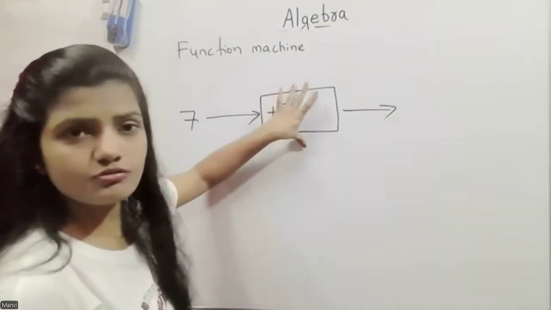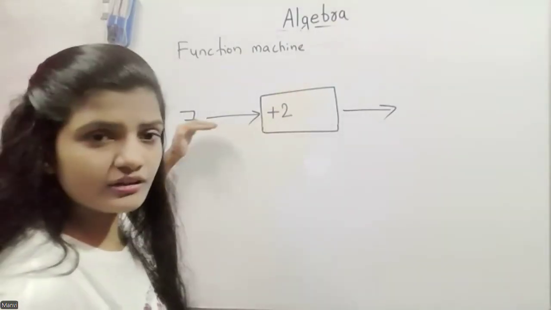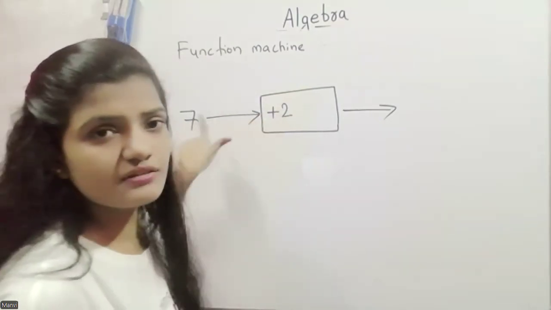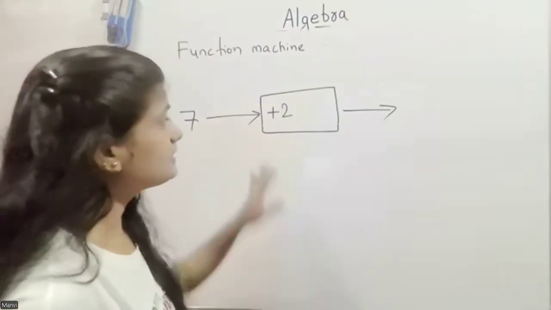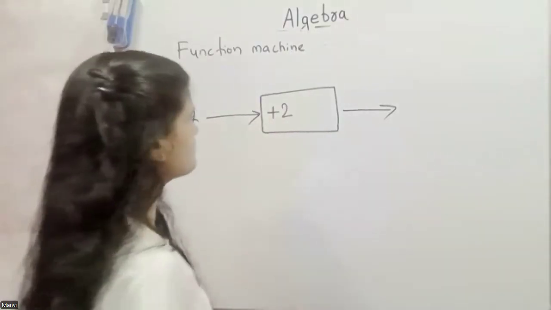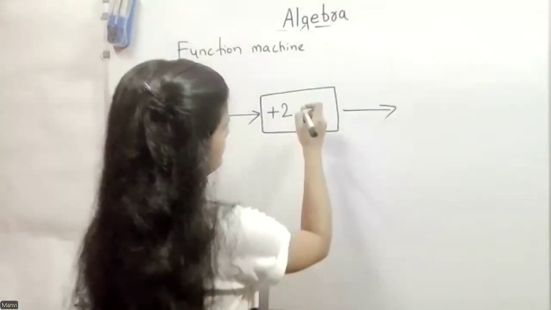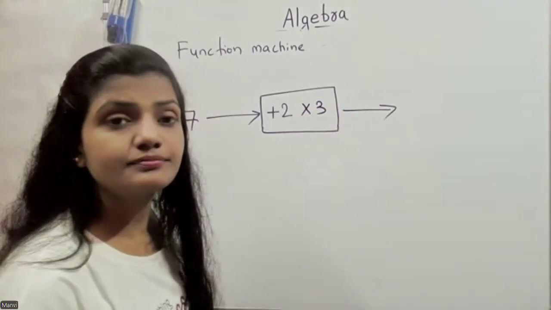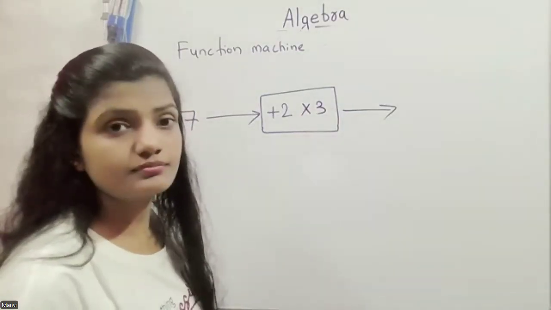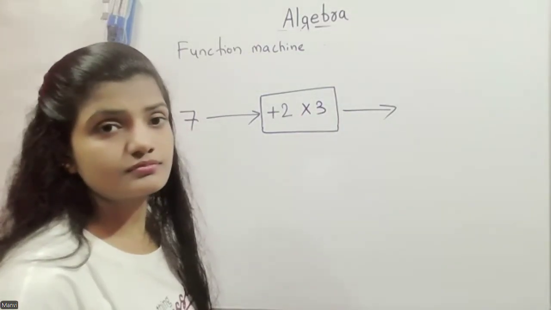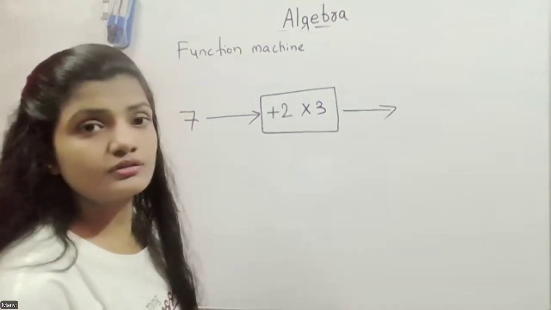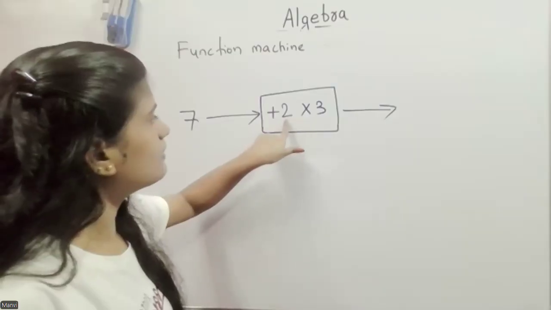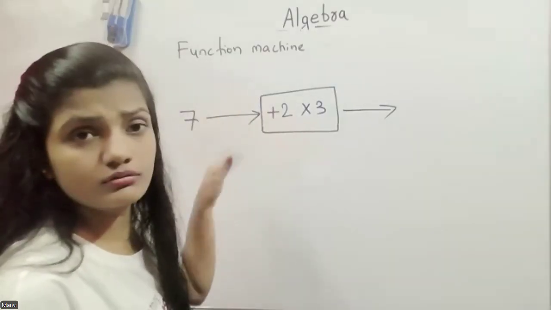Whatever goes inside, they just add 2. So 7 plus 2 is 9. But if this machine does 2 processes, for example, first add 2 and then times 3, then 7 add 2 is 9, and then 9 times 3 is 27. So the output would be 27. Very good. The mistake children make is applying BODMAS inside, which is wrong.